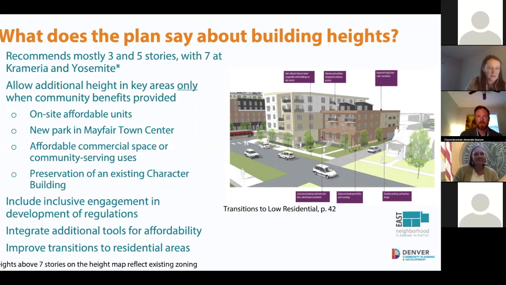We've added to the recommendation to recommend inclusive engagement as we develop regulations to implement this recommendation. Making sure we're integrating our tools for affordability, so those other tools that we talk about in the housing section should be integrated as we implement the height recommendations. And also to improve those transitions to residential areas. This rendering on the right side is in the plan on page 42, and you can see how it shows improvements in the transition as you get closer to residential areas from Colfax.